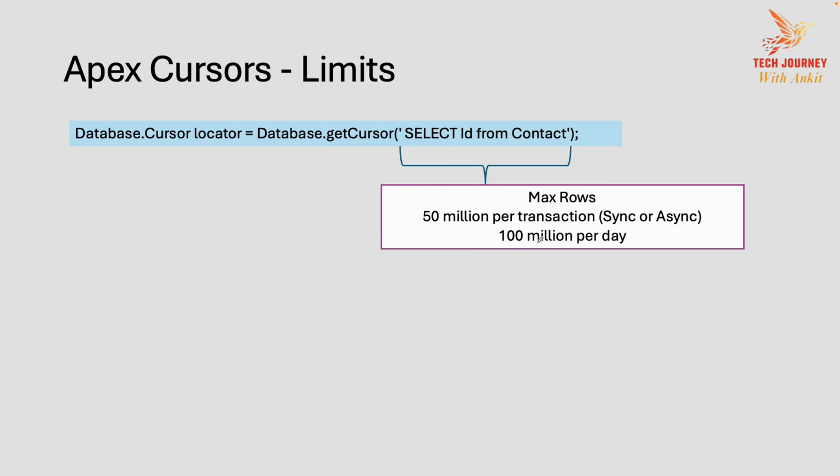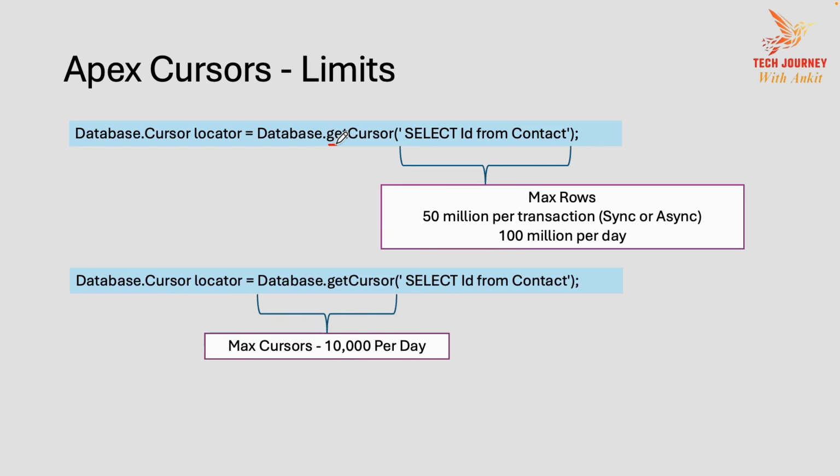Now, the cursor will be created as soon as you call the getCursor method, as I showed you here. Whenever you call the getCursor method, a new cursor will be created, and we can have a maximum of 10,000 cursors created per day. So you cannot create more than 10,000 cursors in one single day. This is another key limit that you have to keep in mind. As soon as you call the getCursor method, your cursor will be created, and that's why the feature that I have shown you, you can convert that cursor into a serializable form and get that cursor stored.